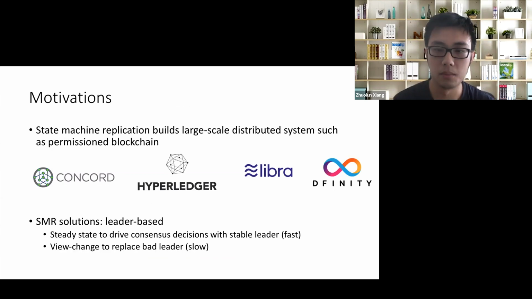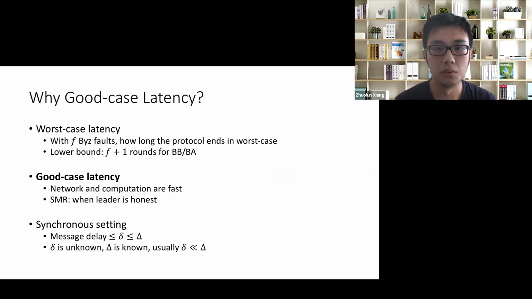So in practice, the overall performance of SMR largely depends on the performance under a good leader. So this motivates our work to further investigate the performance of BFT protocols, such as latency under the good case. So we believe the good case latency is an important metric to study for BFT protocols such as SMR. The traditional literature mostly focuses on the worst case latency of BFT protocols, which is lower bounded by f+1 rounds for Byzantine broadcast and agreement. But the worst case scenarios do not capture the common good case, where the protocols may finish much faster under the good leader, like in SMR.